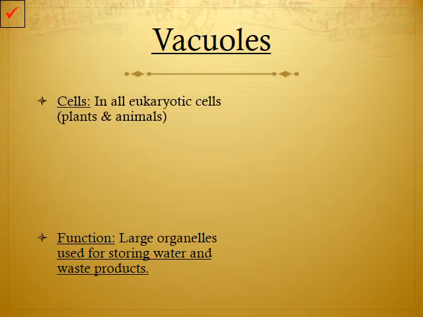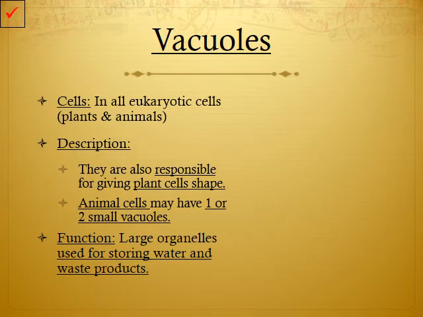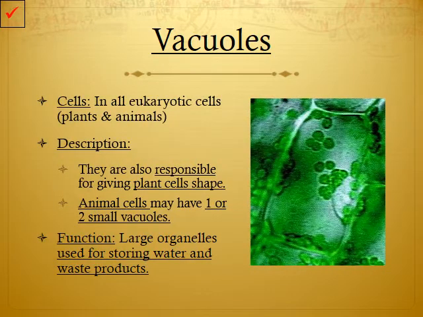Vacuoles. So vacuoles are found in all eukaryotic cells, plants and animals. The description is they are responsible for giving plant cells their shape, and in animal cells, well, they can have one or two small vacuoles, but their function is used for storing water and waste products. So a plant cell has a gigantic vacuole. Most of the inside of a plant cell, this is just a rough rendition, this blue area would correspond with the vacuole. Now, it makes sense that plant cells need a large vacuole because they need to store a lot of water, whereas animal cells primarily use vacuoles for storing waste products.